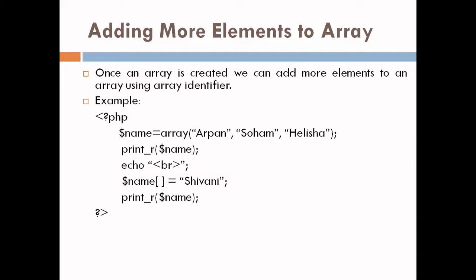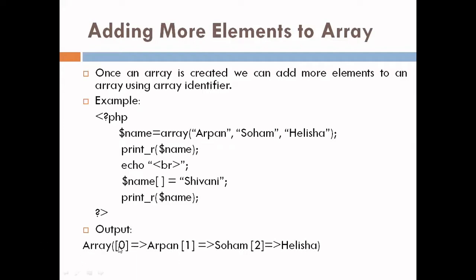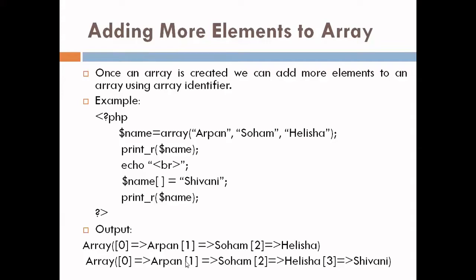Now ending PHP tag. So the output will be: first Array, then 0 => Arpan, 1 => Soham, and 2 => Elisha. That output is coming with the help of the first print_r statement. But after it, we have added one more element, that is Shivani. So the output of the second statement will be: 0 Arpan, 1 Soham, 2 Elisha, and 3 Shivani. So in this way, we can add more elements into an existing array.